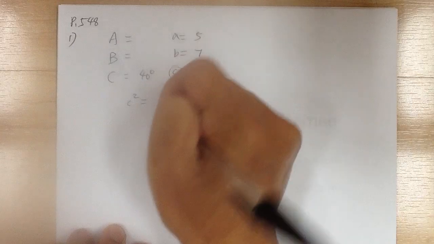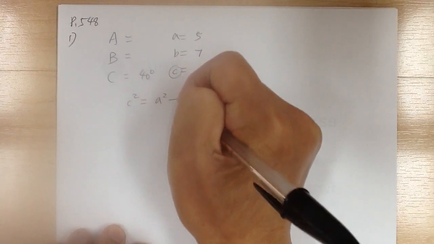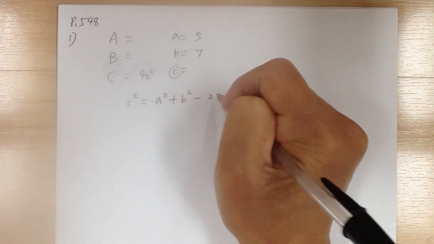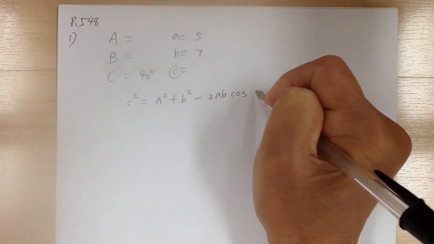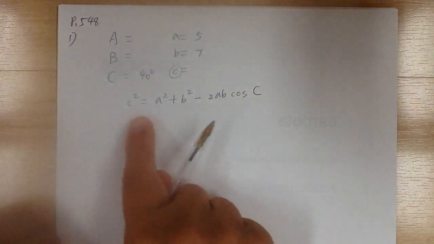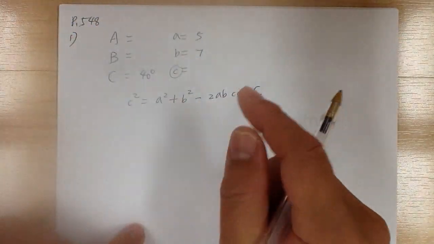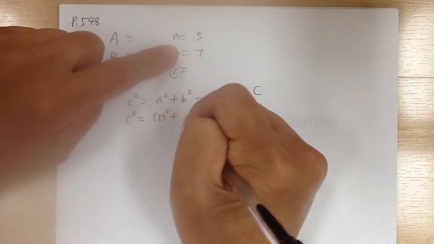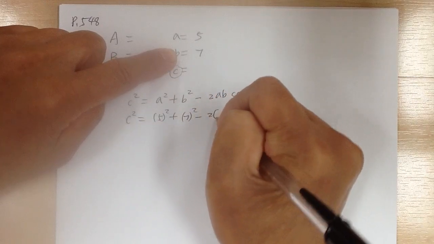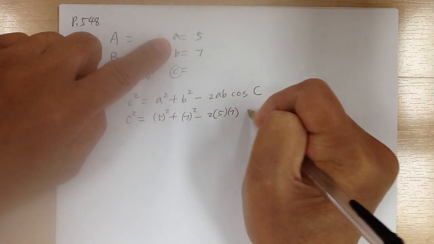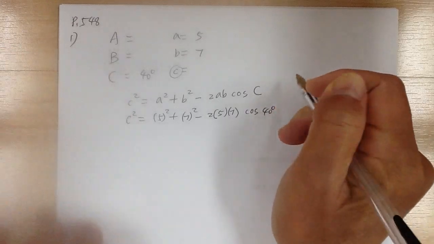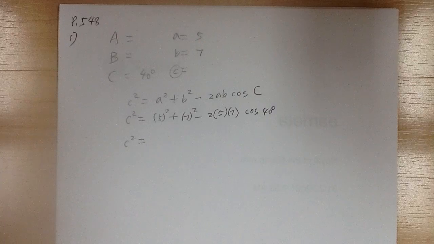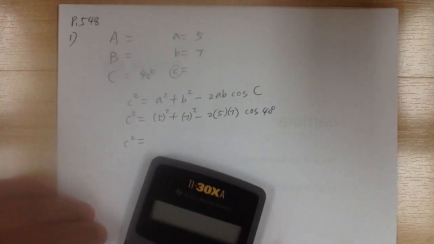So you have C squared equal to A squared plus B squared minus 2AB cosine of C. That's the version of it, and then just substitute it in here. So C squared equal to 5 squared plus 7 squared minus 2 times 5 times 7 times cosine of 40 degrees. It's probably better to work each part out.